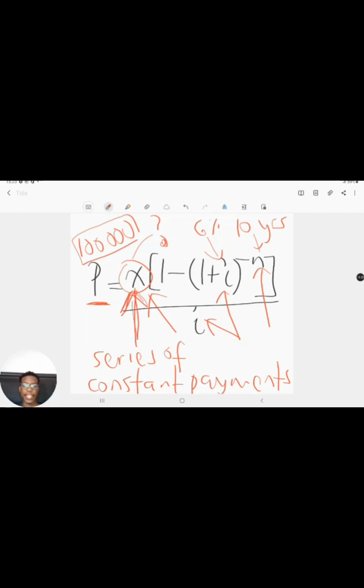Now, what is X? X are the payments that you're going to keep having to make for a period of 10 years at an interest rate of 6% that is being charged to you, for you to get to the equivalent value of 100,000 rands. So for you to get to an equivalent value of 100,000 rands, you would have to pay an X amount continually at an interest rate of 6% for a period of 10 years until you pay off your loan. So this is when you would use this formula.